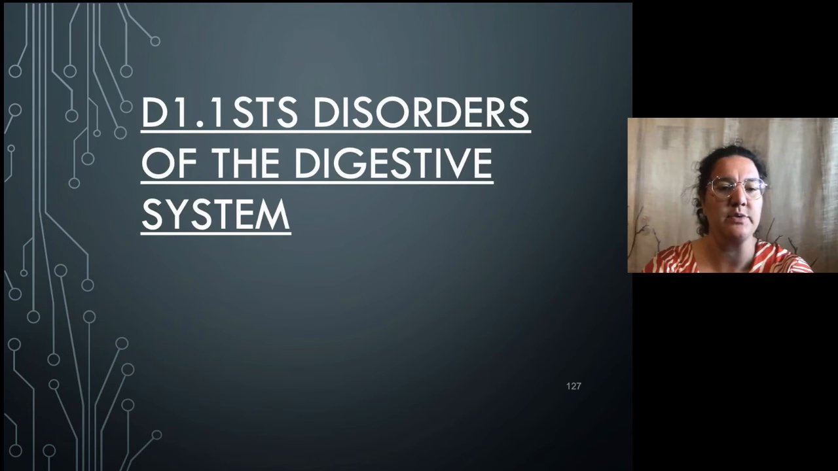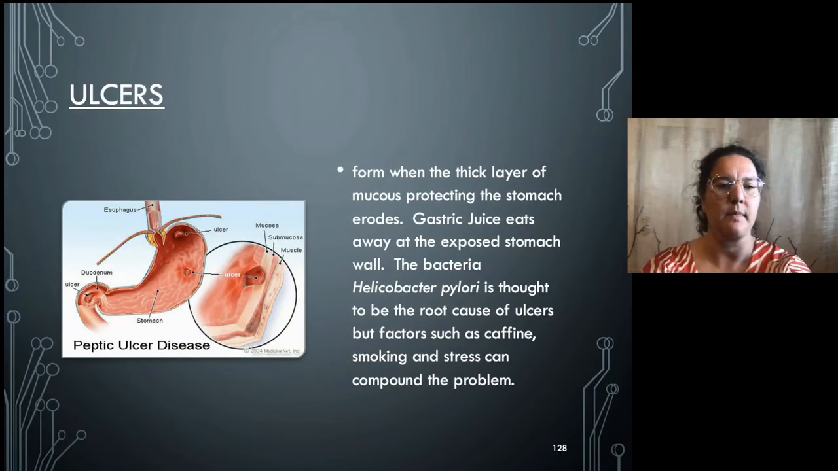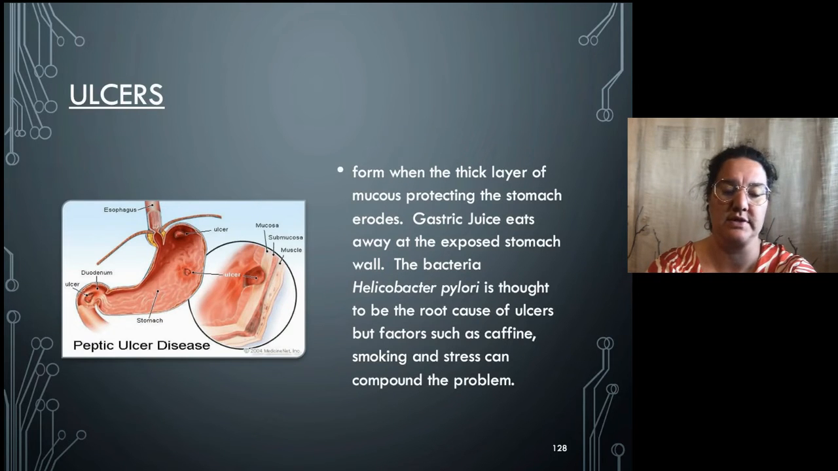So the last thing we're going to do is take a quick look at some disorders of the digestive system. So ulcers are a common disorder of the stomach, and this occurs when the thick layer of mucus protecting the stomach erodes. This then permits gastric juices to eat away the lining of the stomach, exposing the stomach wall. This can be caused by bacteria, but other factors such as high levels of caffeine consumption, smoking, stress, and certain medications can also cause ulcers to occur.